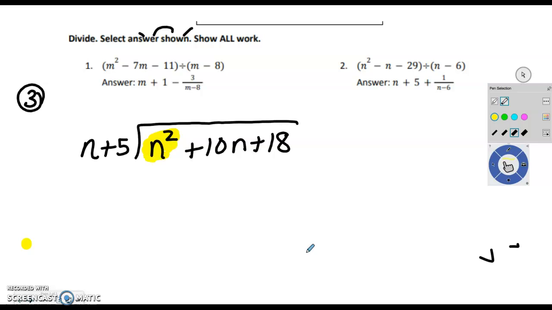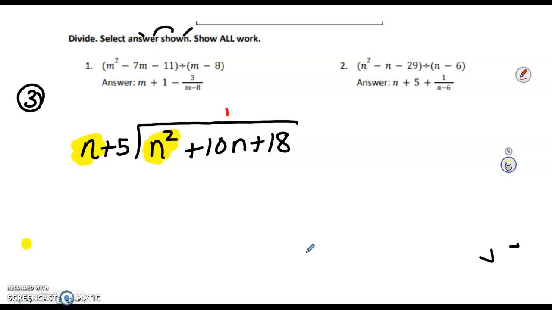So we're going to focus only on that. We're going to do what it says. I have to do n squared divided by n. What is that? n. Where do I put that? Over, right here. If you only got that far, you're a leg ahead of everybody else.